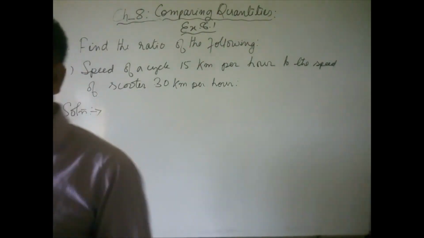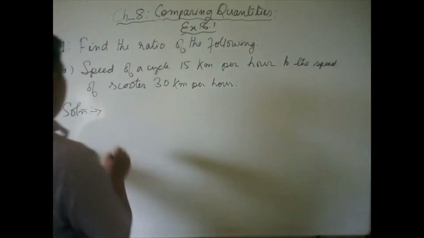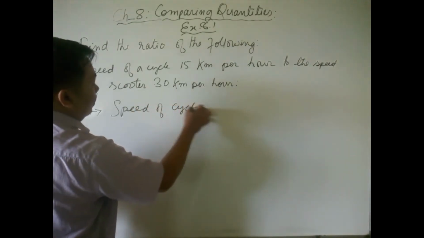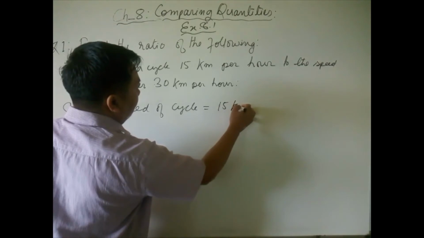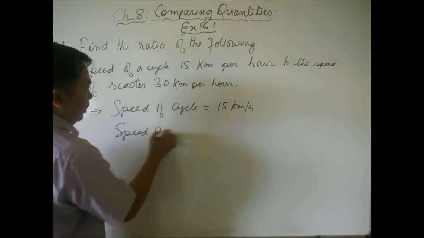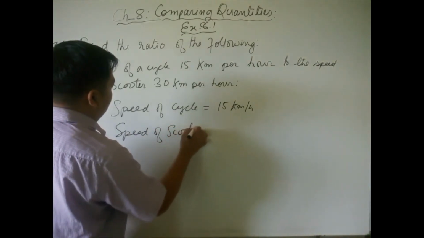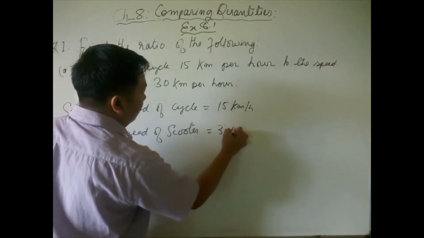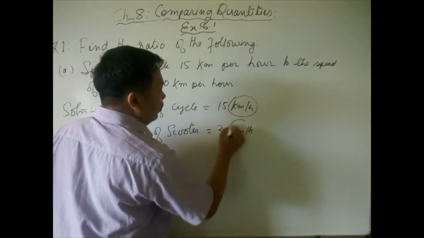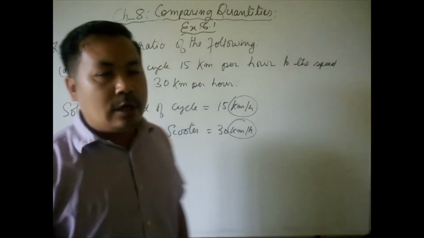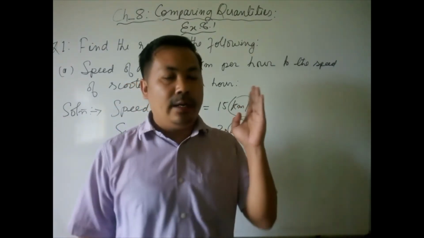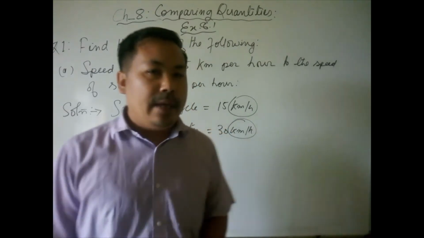One thing we have to be aware of is that the speed of the cycle is equal to 15 kilometer per hour, isn't it? Then the speed of the scooter is equal to 30 kilometer per hour. See, my dear student, in terms of the units, they are giving kilometer per hour, kilometer per hour. It's okay, here we have the same unit. With the same unit, we can compare into the ratio. We can write them in the form of ratio.